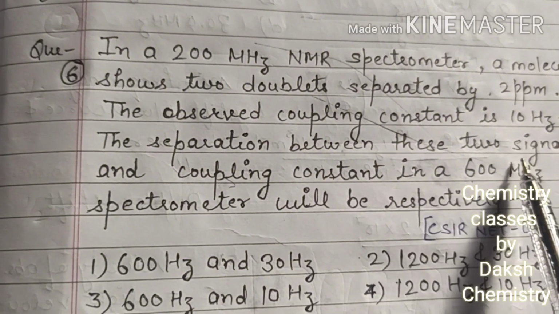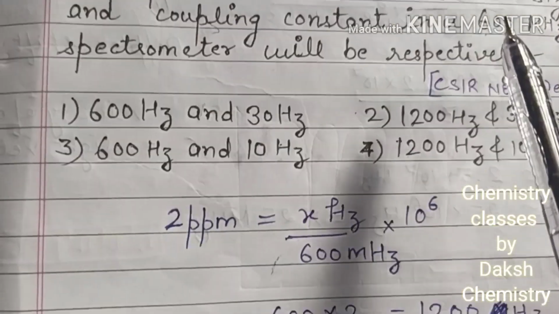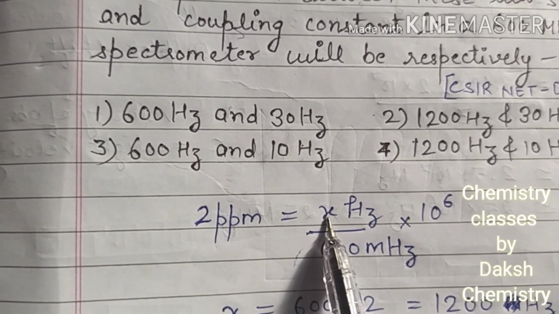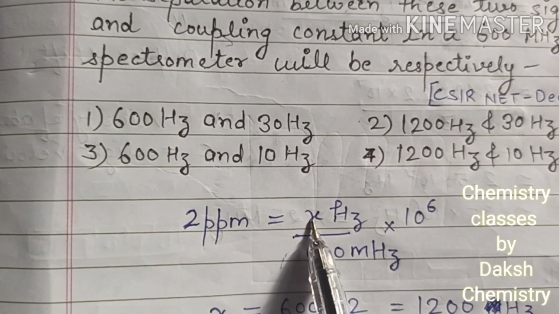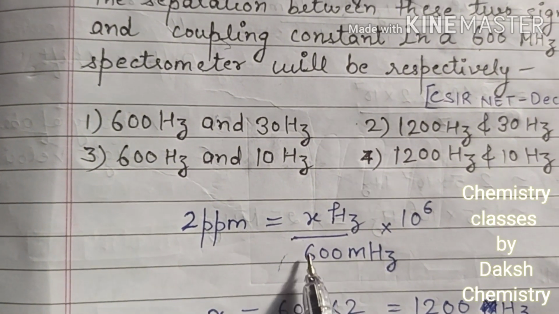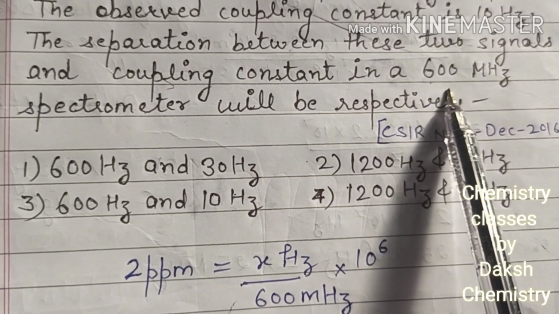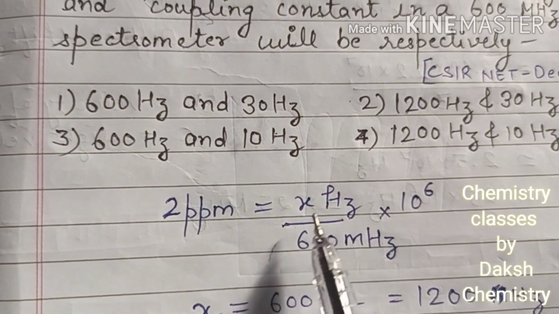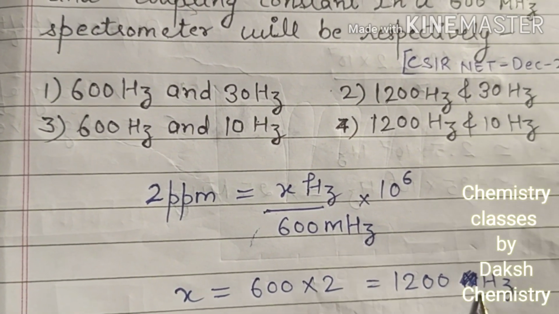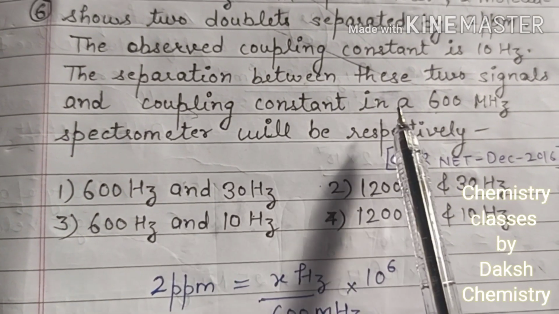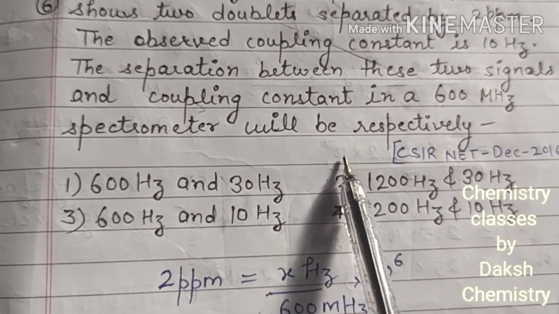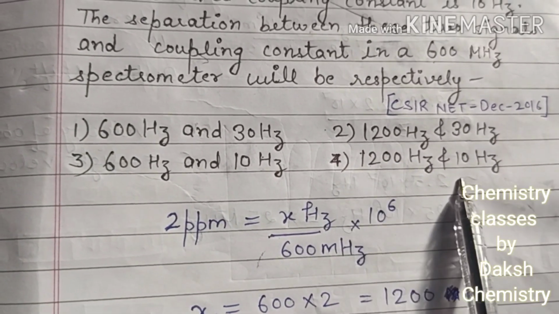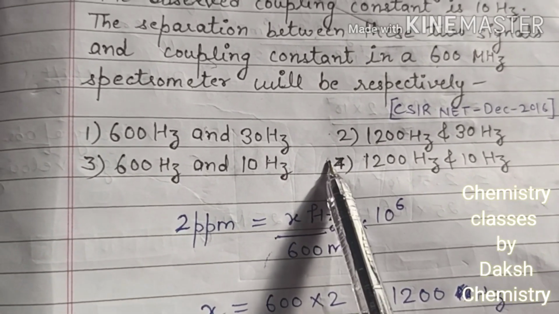These two options are already eliminated. We calculate only the separation between the two signals. So how do we calculate it? As the delta value is given, x, the separation between these two signals, divided by the spectrometer frequency, which is 600 MHz, times 10 to the power 6. So we calculate the value for x, we get 1200 Hz. So the separation between the two signals and the coupling constant is 1200 Hz and 10 Hz. The correct option is answer 4.